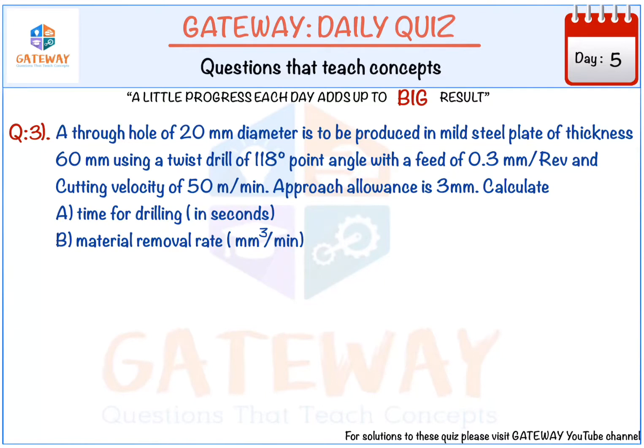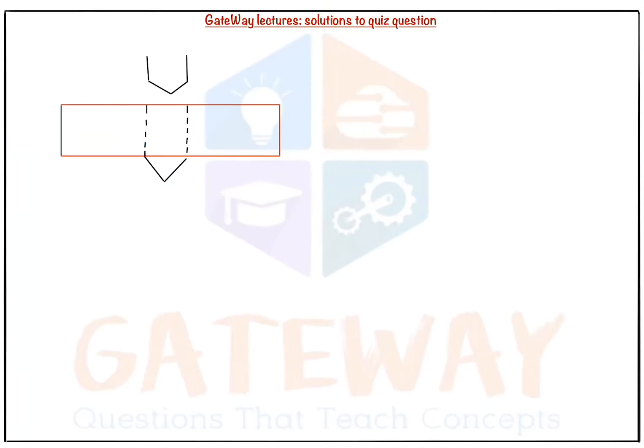We will take up the diagram. Here itself we will derive the formula and we will do the solution. This was the condition of a through hole. What actually is a through hole? Whenever we are performing drilling, two types of holes are produced. One is the through hole and the other is the blind hole.